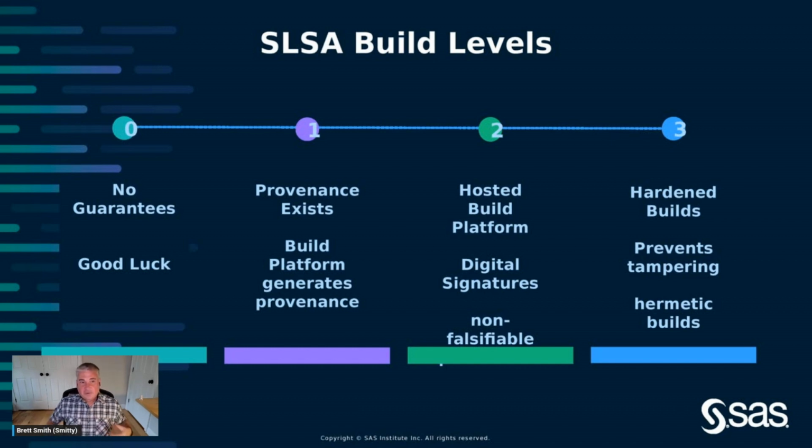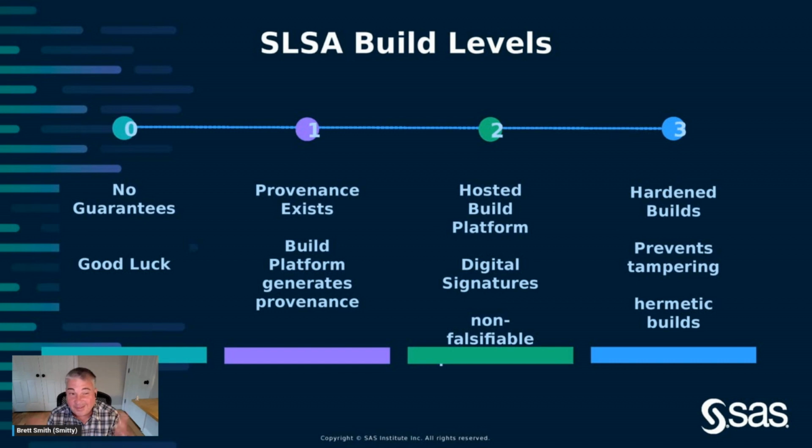So each level works to achieve a greater sense of security based on the previous level, right? So maybe some of us are at level 0, and that's good luck. It's the wild, wild west, right? We don't know what's going on. In level 1, provenance exists. There's provenance showing how the package was built, and there's documentation that helps us not make mistakes while we're building these packages.